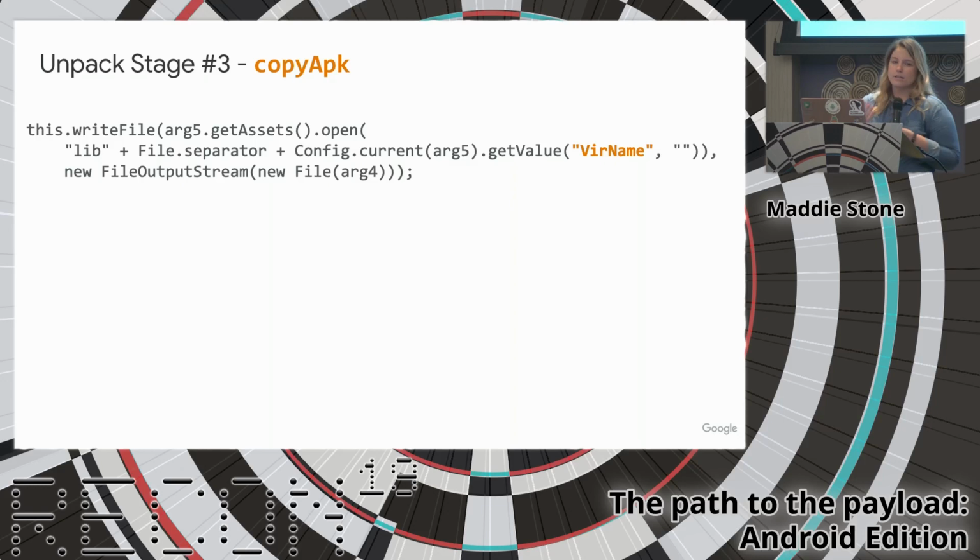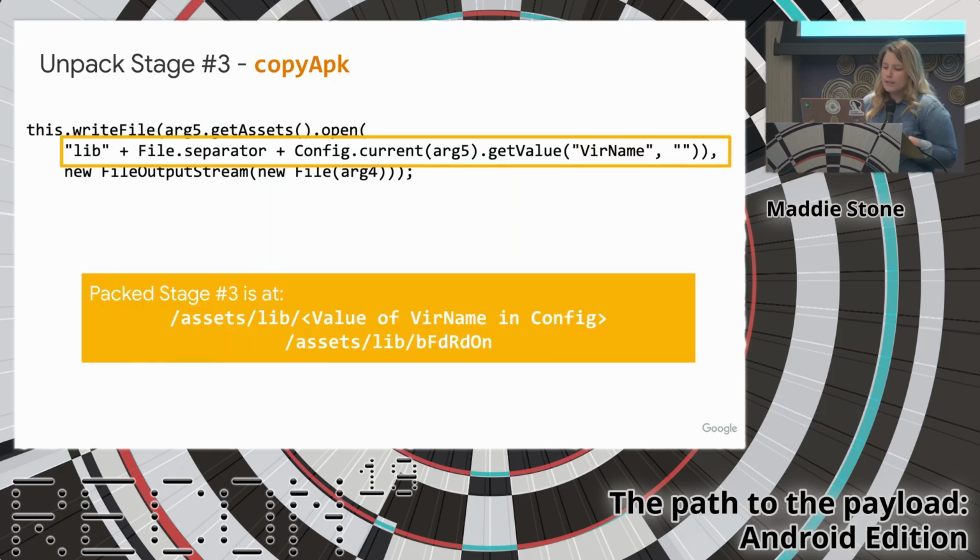It just has this call to a function write file, but this is where we can find out what the packed stage 3 is and where it comes from. In this case, it is at assets/lib, and then they're actually reading from that unpacked, decrypted configuration file that was encrypted with DES, to find out what the name of the file should be. And so this can be updated over servers, things like that. In this case, it is at lib. They did not choose an English word, but bfdrdon.